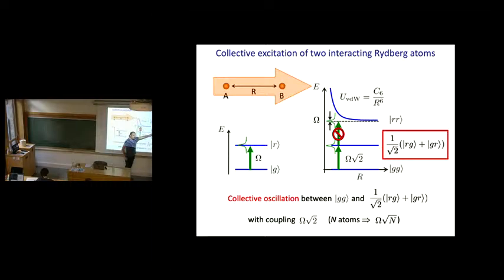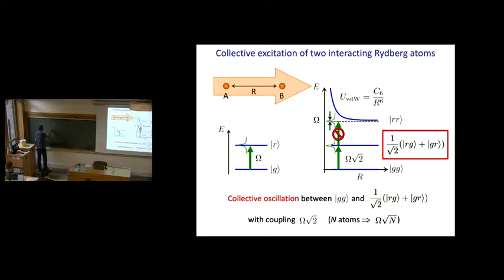But this state is a collective state. This is my state 1 over root 2 (Rg plus Gr). Now, the coupling between the ground state, which consists of the 2 atoms in the ground state, and the excited state, which corresponds to only one of the 2 atoms excited, is enhanced by a factor square root of 2. This is what I showed you this morning under the name of superradiance. You remember we had calculated this morning the dipole matrix element connecting Gg to D1 plus D2, 1 over root 2 (Rg plus Gr).